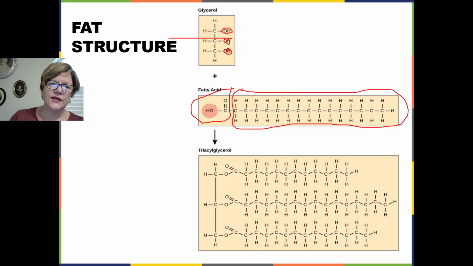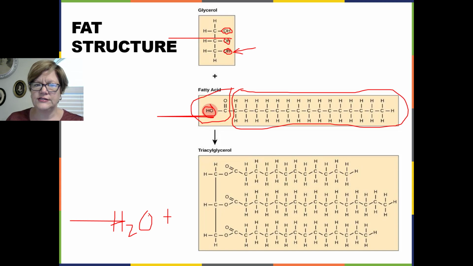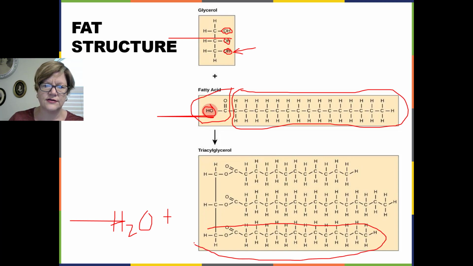And so when the hydroxyl group of a fatty acid interacts with the hydrogen part of one of these hydroxyls on the glycerol, they've highlighted for you in pink, this OH in the fatty acid and this H in the glycerol come together to form water, and the water, which is not shown here but should be, is released. That's called dehydration synthesis. And the dehydration synthesis connects the fatty acid, in this case, to this part of the glycerol.